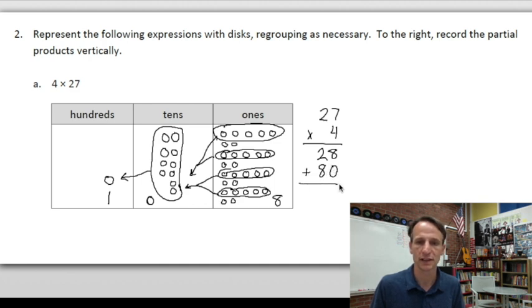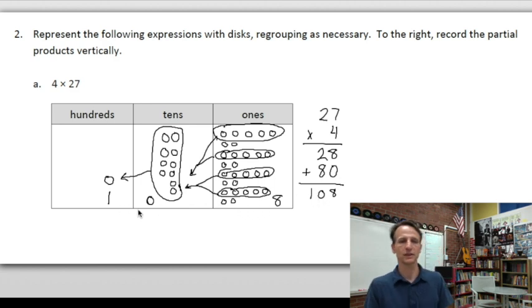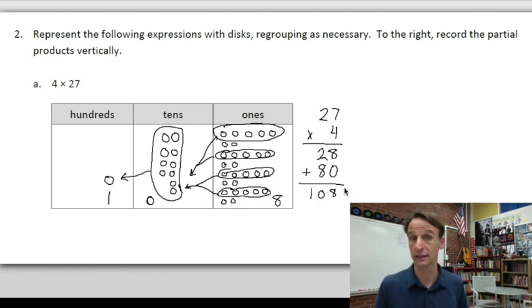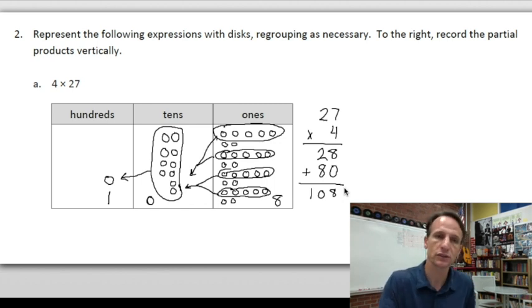And lining up my place values because I know I'll be adding here. They need to be aligned properly. 8 and 0 are 8. 2 and 8 are 10. And lo and behold, the same thing, the 108 that I got doing it with the place value disks. Let's slide on over to 2B.